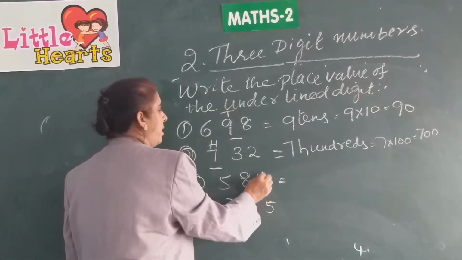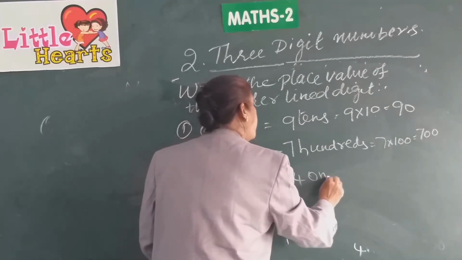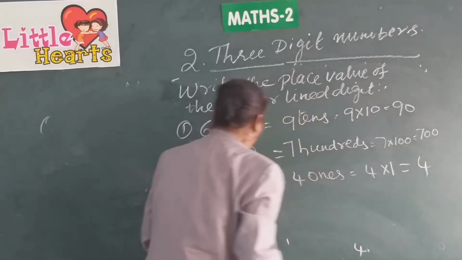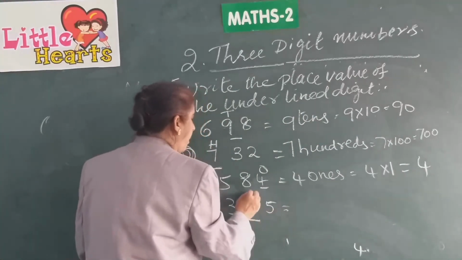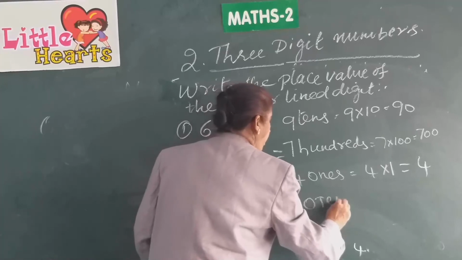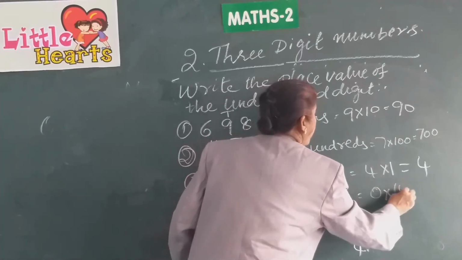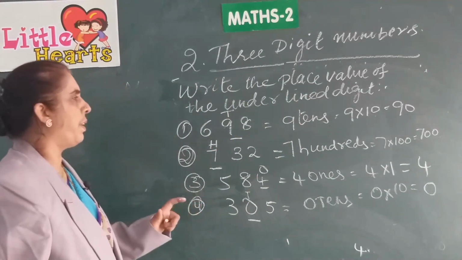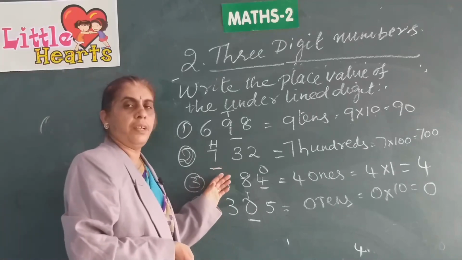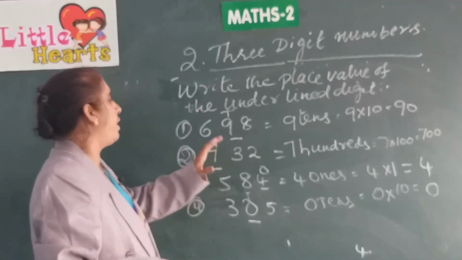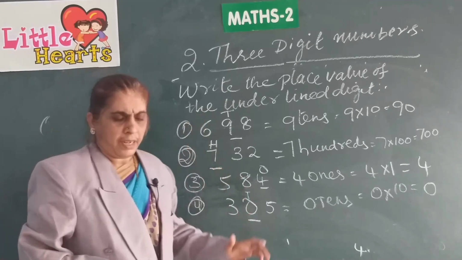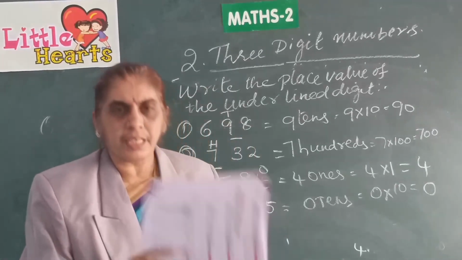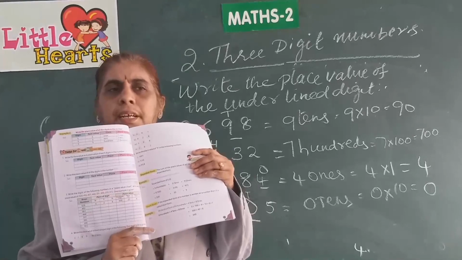And here 4 is in the ones place, 4 ones. 4 ones are 4 multiplied by 1, 4. And the place value of 0 here, 0 in the tens, 0 multiplied by any number gives you 0 again. So the place value of 0 is always 0. In this way, you can write the place value of any digit in the number according to its place. And the exercises are given in page numbers 28 and 29. You can easily complete them. Thank you.